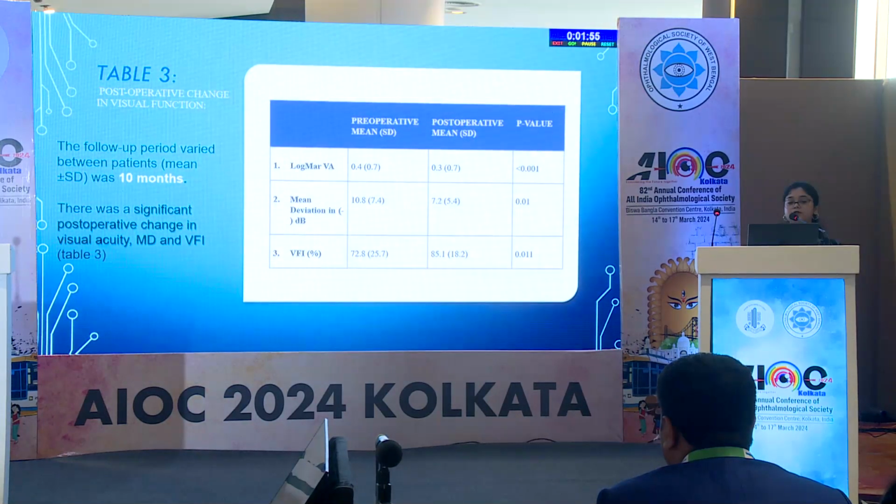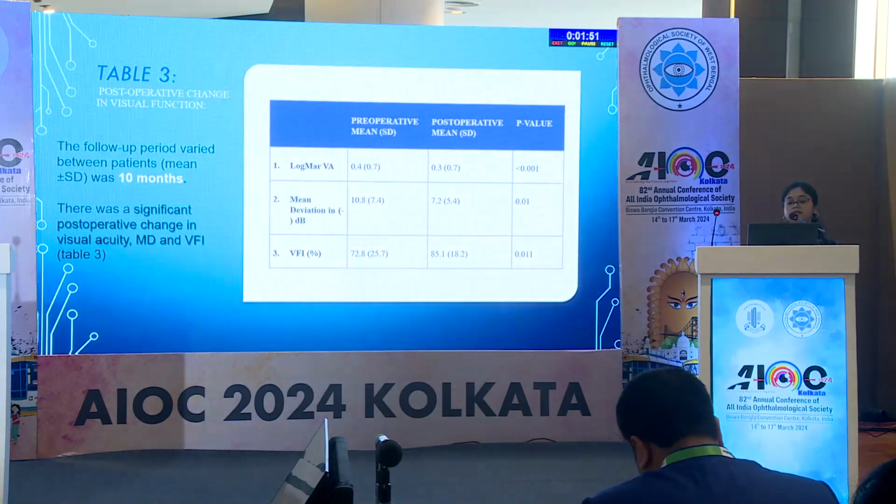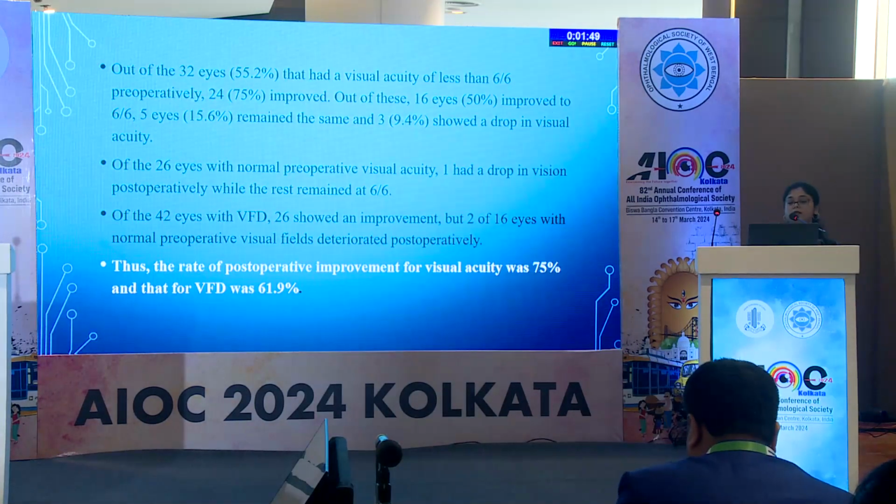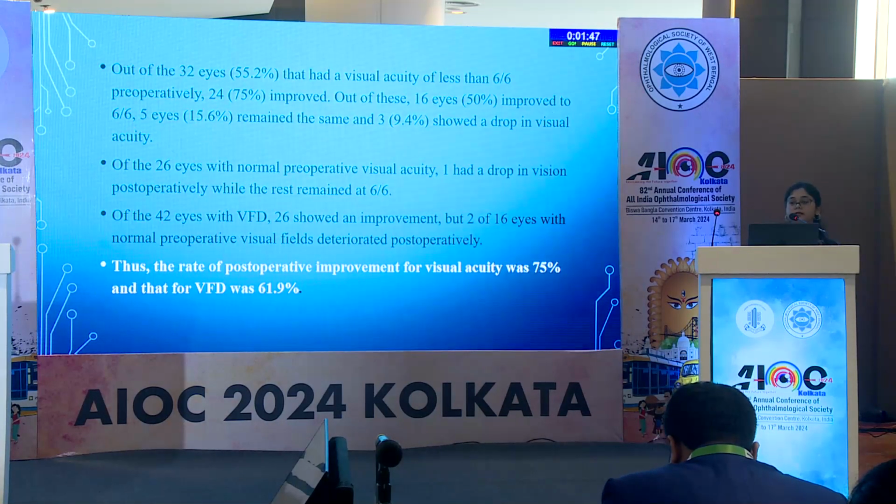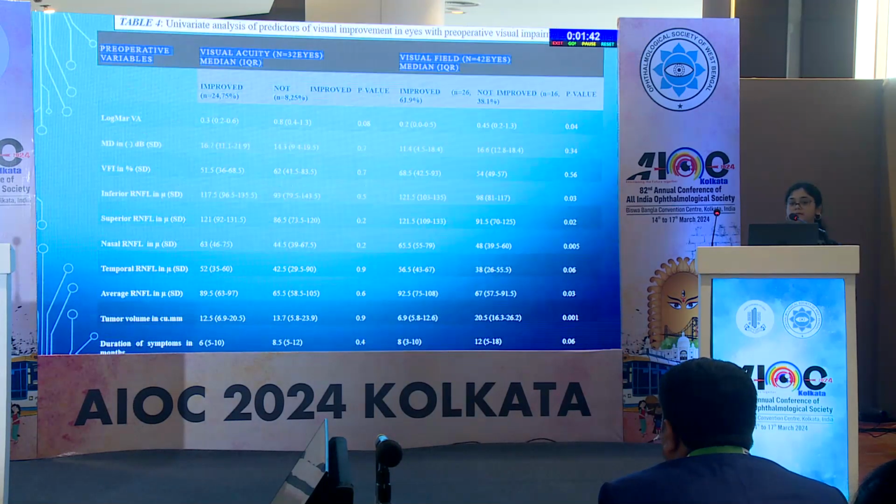The mean follow-up period was 10 months, and Table 3 shows a significant postoperative change in visual acuity, mean deviation, and visual field index. The rate of postoperative improvement for visual acuity was 75%, and that of visual field defect was 61.9%. Table 4 shows a univariate analysis of the prognostic variables with respect to 32 eyes with visual acuity defect and 42 eyes with visual field defect.